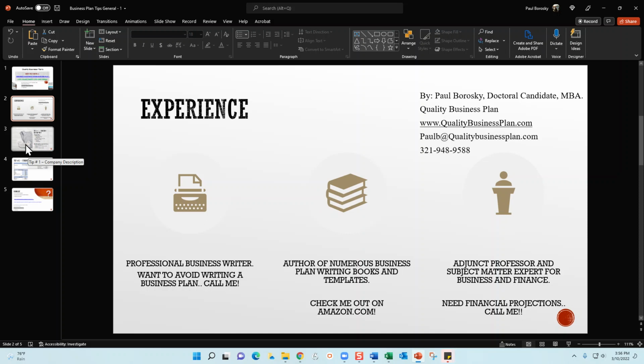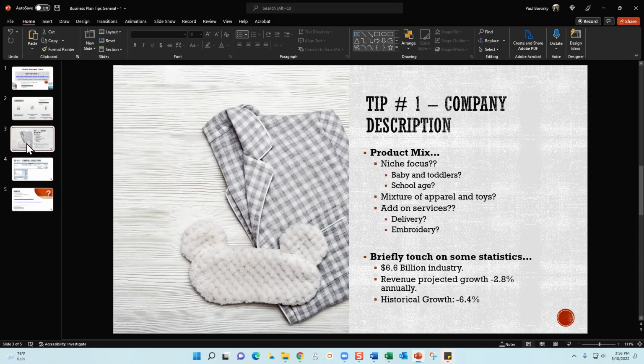All right, with that said and done, let's go ahead and talk about your children's clothing store business plan. Specifically, tip number 1 is going to be focused towards the company description. When you're writing y'all's business plan for your children's clothing store, make sure to touch on the product mix. How are you going to differentiate from other clothing stores in your area?